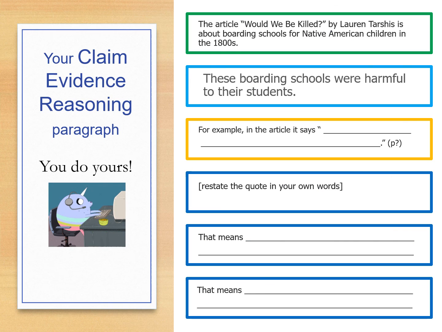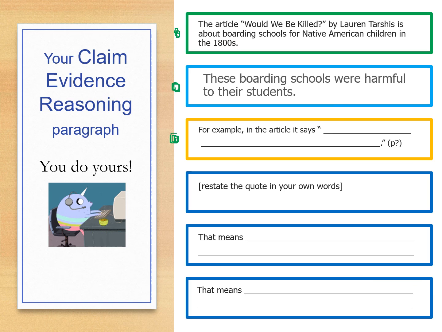This is what you should have so far. The intro sentence, the article, Would We Be Killed by Lauren Tarshish, is about boarding schools for Native American children in the 1800s. And then our claim sentence, these boarding schools were harmful to their students. And then a sentence starter for your evidence. For example, in the article it says, now I took that quotation about separating the children from their parents, but you can pick a different one if you want to. Or you can pick the same one that I picked.